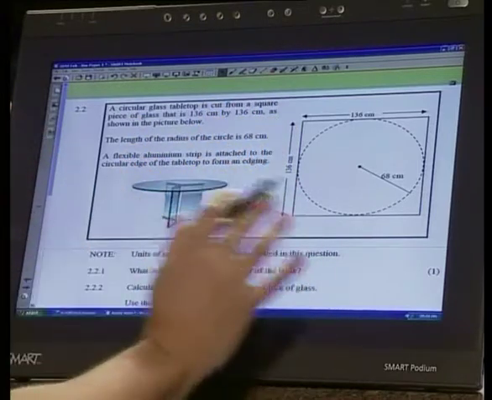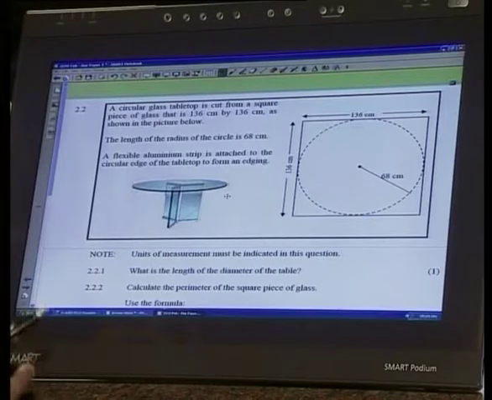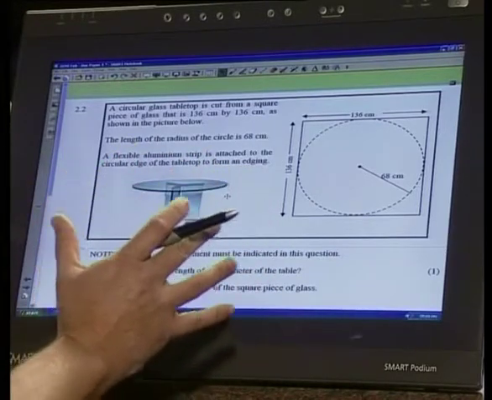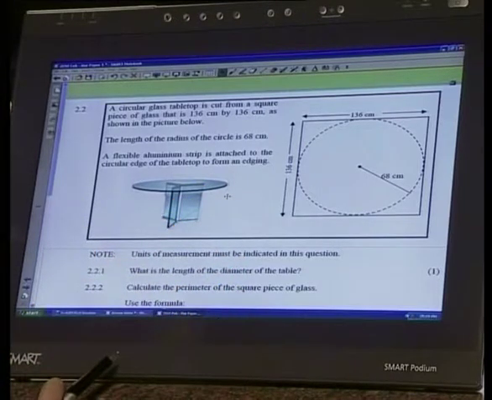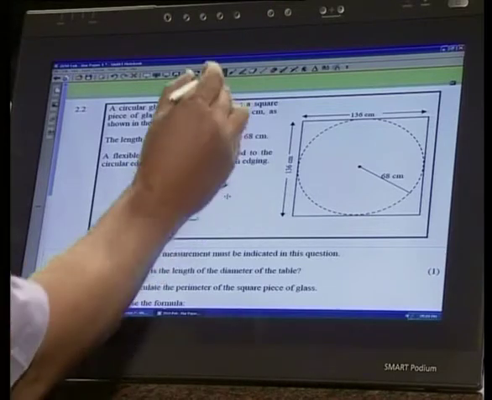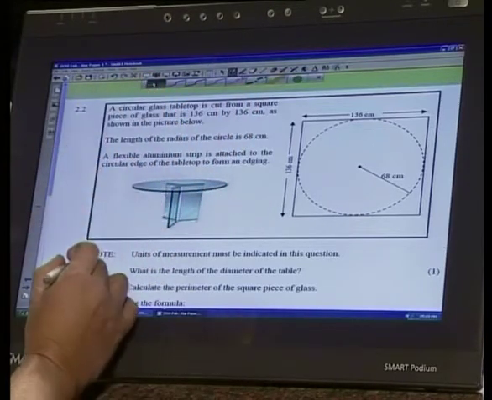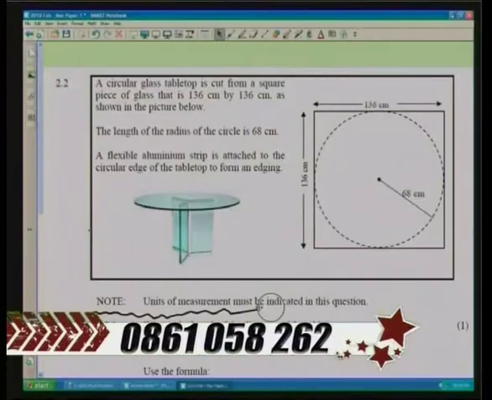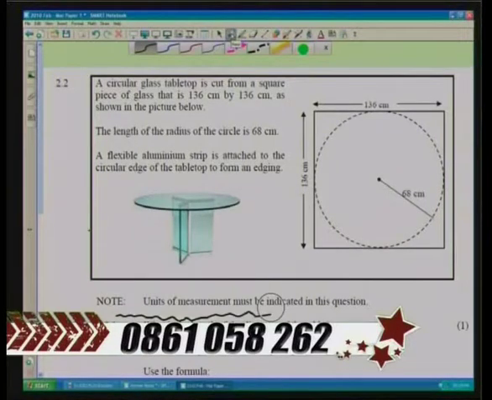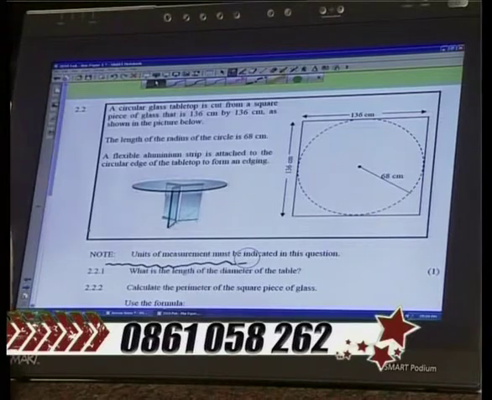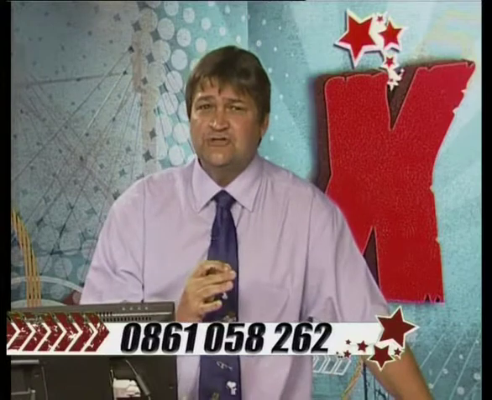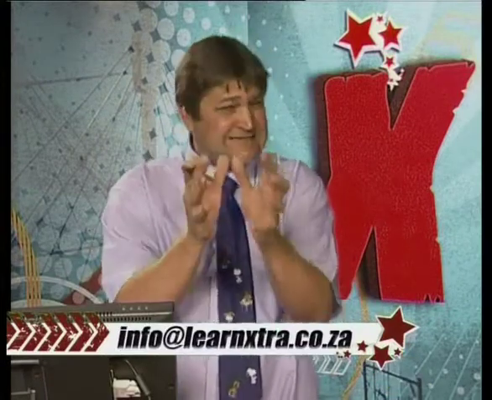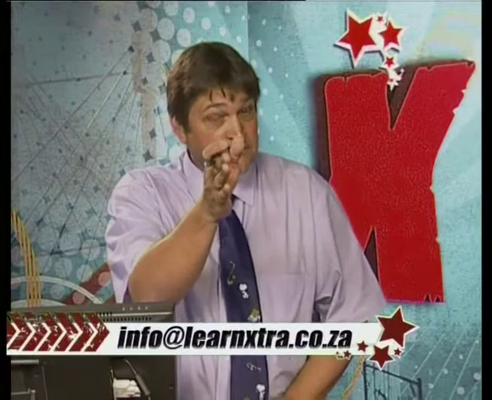Now, let's look at the question. Before the question even starts, the examiner in this question is a phenomenal chap. Brilliant guy. Why? Because he's helping us unbelievably. In fact, before we even start the question, he says this: note, units of measurement must be indicated in this question. In other words, folk, if I'm dealing in area, I must deal with centimeters squared. If I'm dealing in volume, I must deal in centimeters cubed. And the examiner is helping me, saying, don't forget this. So we're not going to forget it.